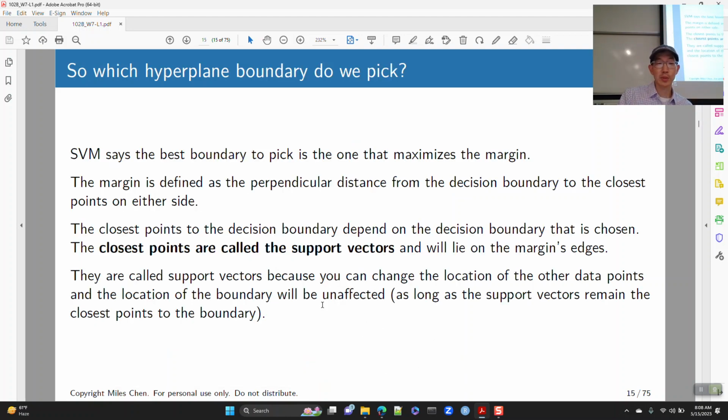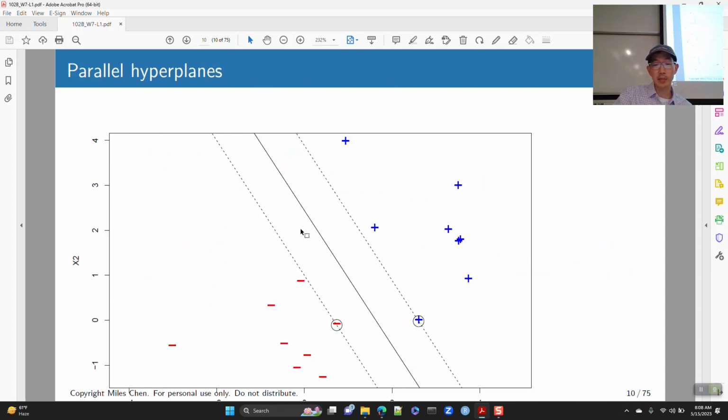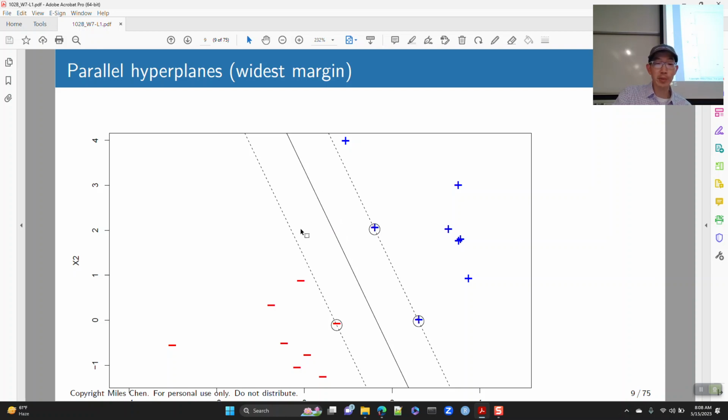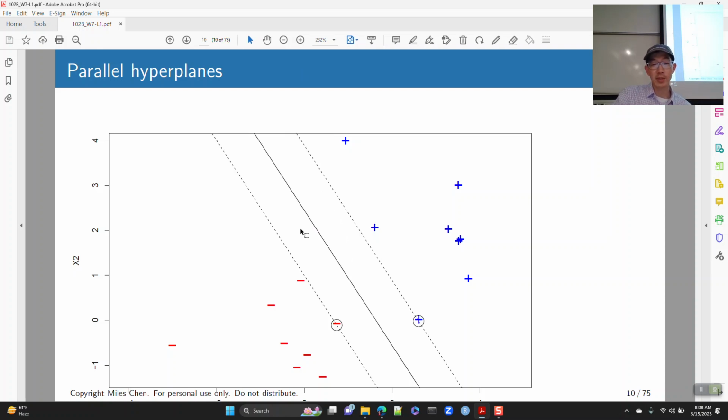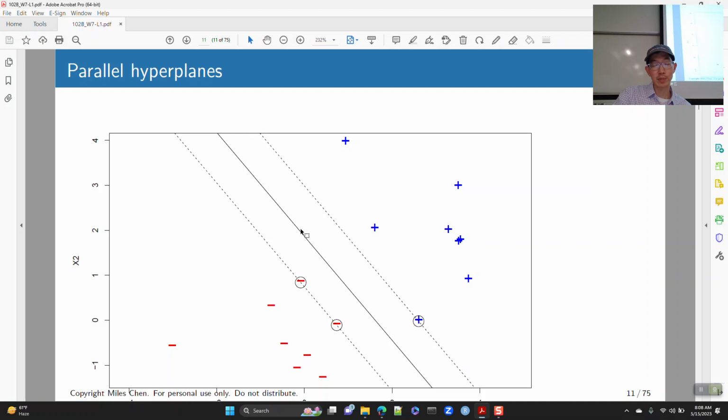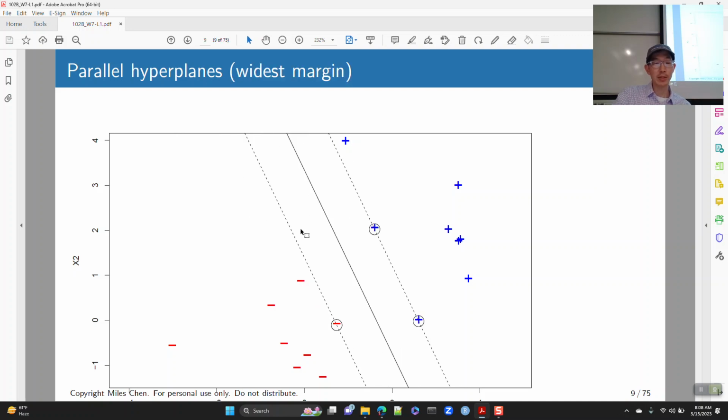And that's what we have. In our picture, we have 3 points that define the boundary. The closest points to the decision boundary will lie on the margin's edges. So we have 3 points on the margin's edges. Here we only have 2, but here we have 3. Basically, when we have the widest margin that we can get, we have these 3 points.